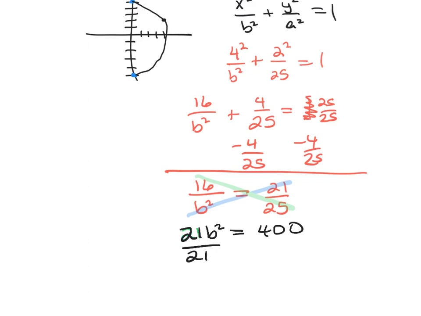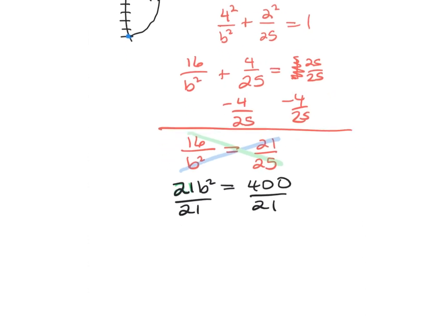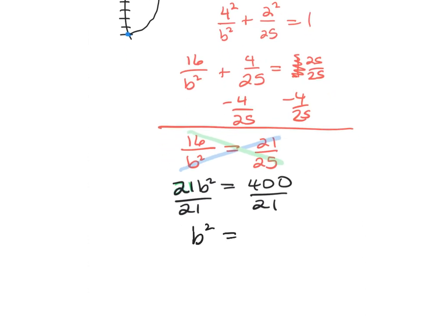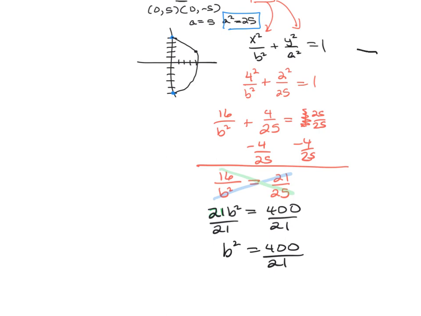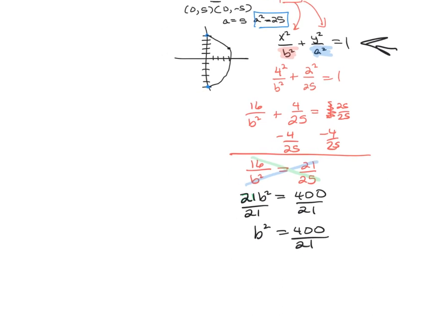Divide both sides by 21, and b squared is equal to 400 over 21. Now remember, this is the equation I'm trying to fill in. All I'm looking to fill in is my a squared and my b squared. So let's go ahead and fill those in.